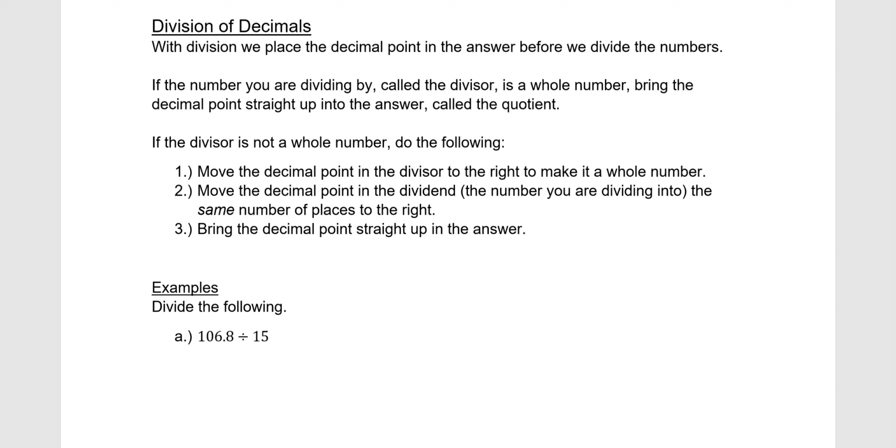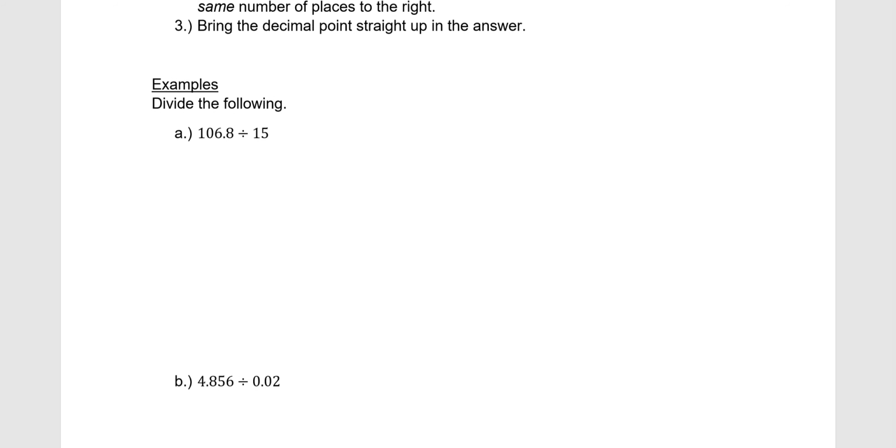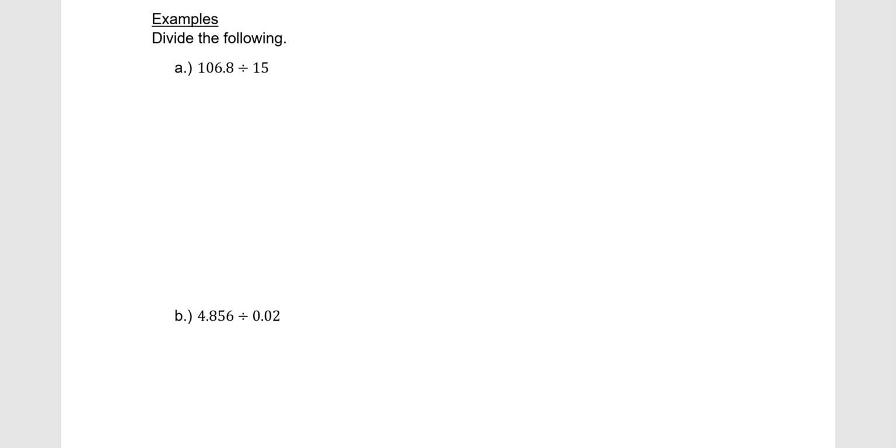So our initial goal here is to make the divisor a whole number. So let's divide 106.8 divided by 15. So 15, this is already a whole number. This is the divisor. So we can just go ahead and divide it right away. So it's going to be 106.8 divided by 15. And we're going to bring the decimal point straight up into the answer.